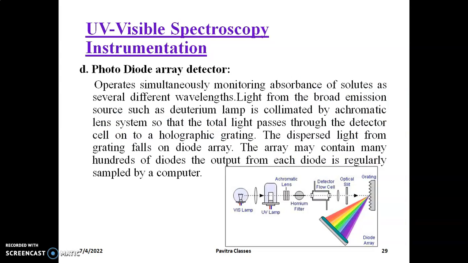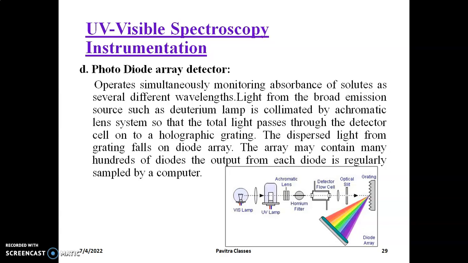The last one is the photodiode array detector. It operates simultaneously, monitoring the absorbance of the solute at several different wavelengths. This is the major one used in industries. Light from a broad emission source such as a deuterium lamp is collimated by the achromatic lens system. Whenever it falls on the holographic grating, the light is dispersed and passes through the diode array.